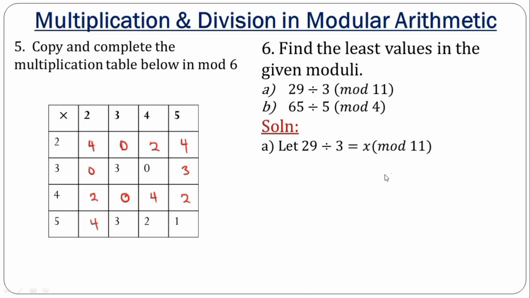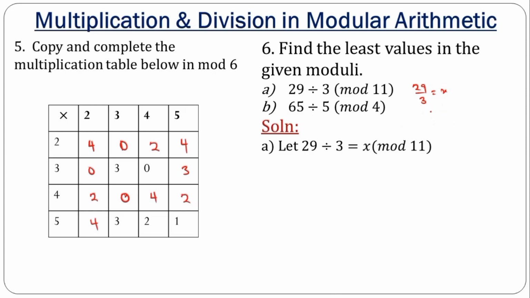And so you say that your 29 divided by 3 is equal to x. And so you are looking for the value of x. And then when you get that x, you now express it in modulo 11. So what do you do here?